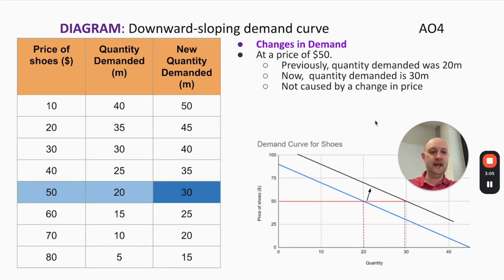What's important here is that this is not caused by a change in price, because you can see at the same price of 50, people are more willing to buy it. So there's nothing to do with price here. Price has not changed, though it might change in the future, as we'll see later. But people are more willing to buy the product because of something else. It's not price related, and that's what's going to cause a shift in the demand curve. Quantity demanded has increased at all prices. That's actually our definition of an increase in demand: when the demand curve shifts outwards and quantity demanded increases at all prices.